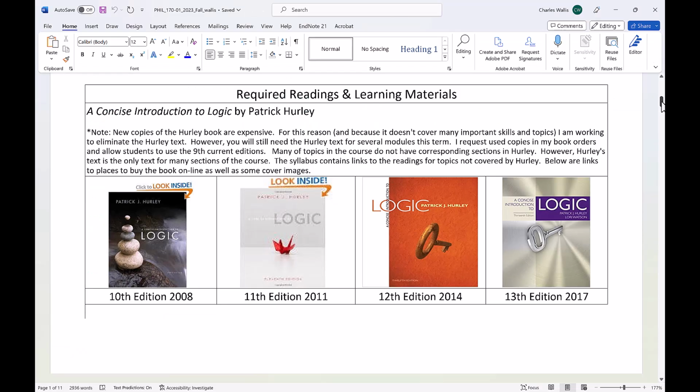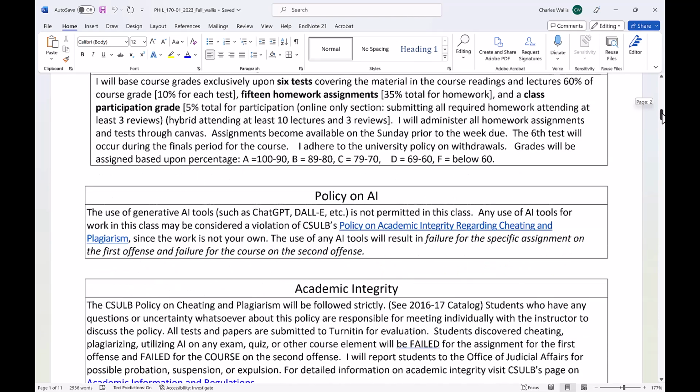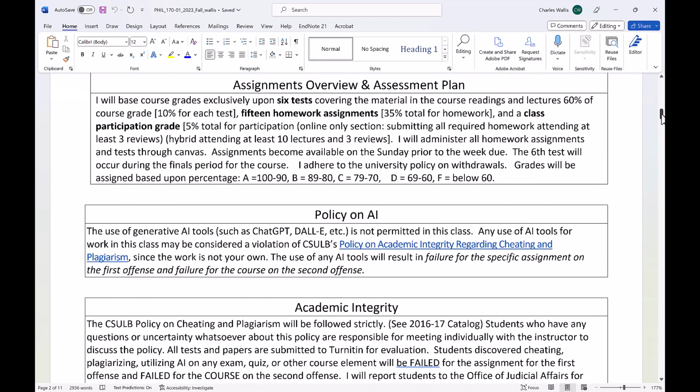There are just a couple of other aspects of the syllabus that I want to go over, and I'll leave you to review the syllabus, familiarize yourself with the Canvas page on your own, and ask any questions through email, during office hours, or if you're in the hybrid section at our next meeting.